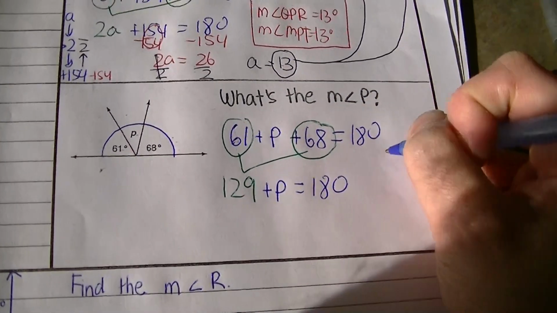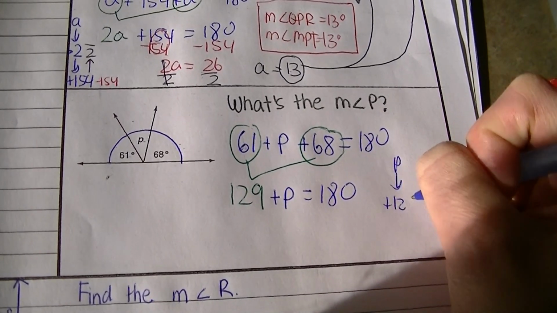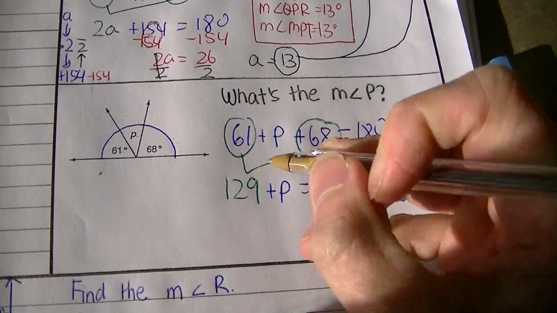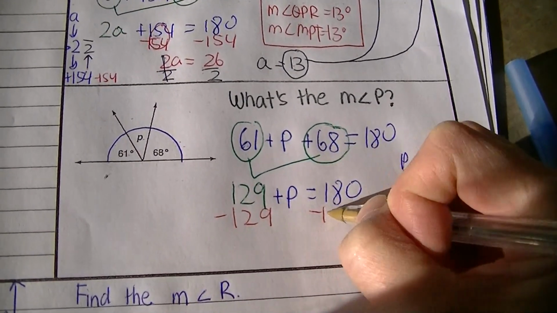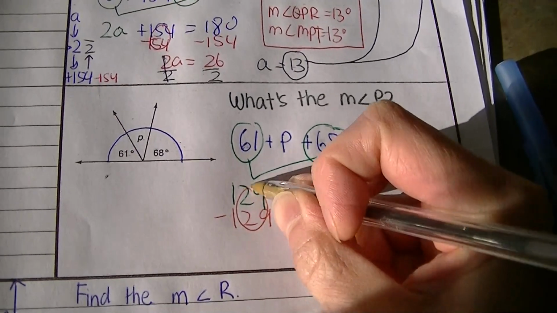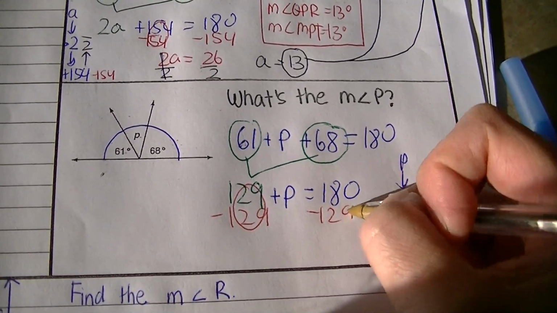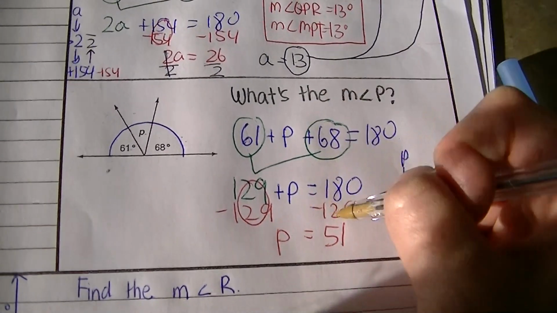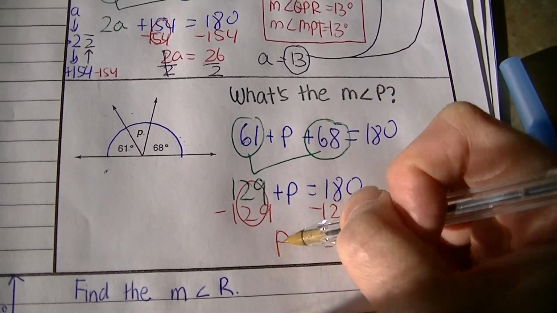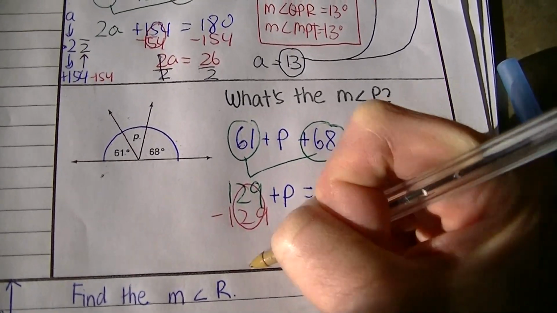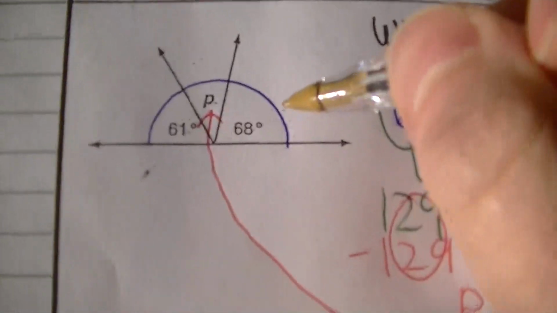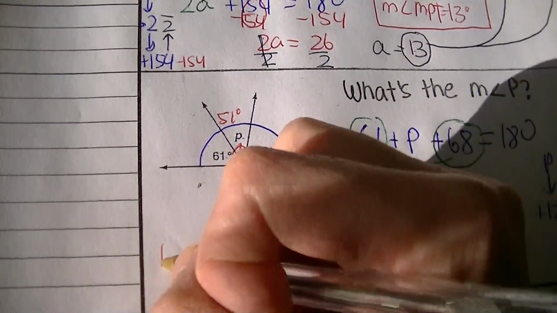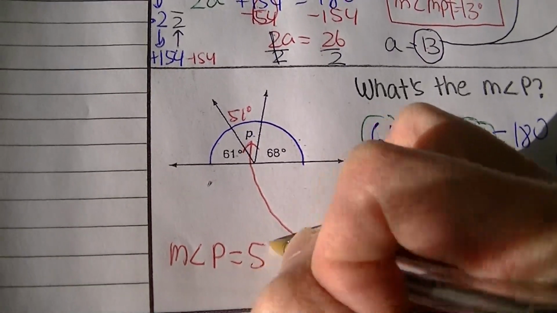Now you just build it. Start with P, then we added 129 to it. The inverse operation of adding 129 is to subtract 129, and do that to both sides of the equal sign. 129 subtract 129 is 0. 180 subtract 129 is 51. Bring down your equal sign and the P. So P equals 51, but we have to substitute it in. It's just plain old P right there, so that is 51 degrees. Be very obvious about your answer: the measurement of angle P is 51 degrees.